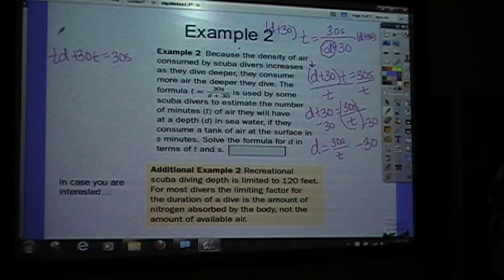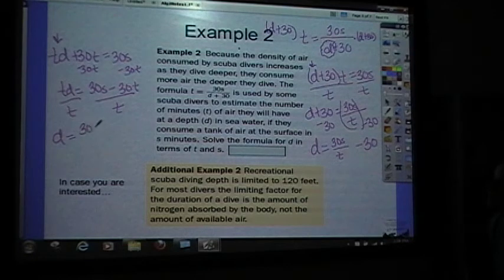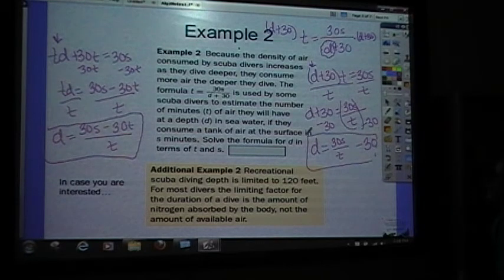I could still get d by itself. I'm just going to subtract 30t from both sides. So now I have td equals 30s minus 30t. And I will finish by dividing both sides by t. And this looks a little different, but it is the same. 30s minus 30t all over t. This is equivalent to this. Okay?